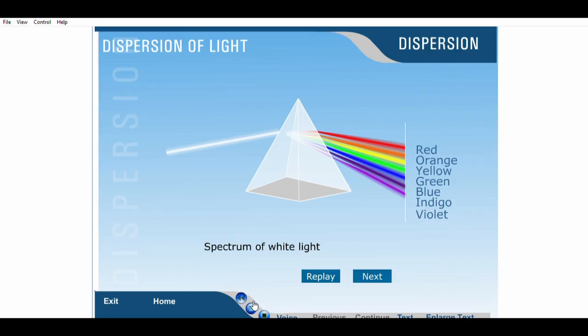Dispersion of light. When a beam of white light is made to fall upon one face of a prism and is seen from the other face of the prism, the beam splits up into a series of colored bands. The colored bands are in the order red, orange, yellow, green, blue, indigo, and violet. The deviation suffered by red is least, and maximum deviation.